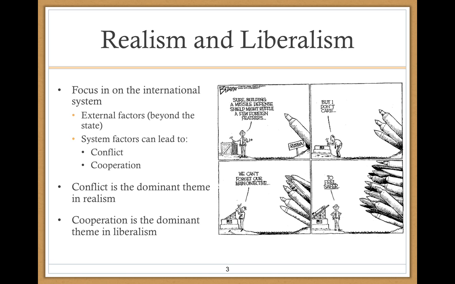And in the system, we can think of two major phenomena occurring. There's conflict on one hand and cooperation on the other. And these two things are indicative of the dominant theme of realism and the dominant theme of liberalism. Let's look at the cartoon.